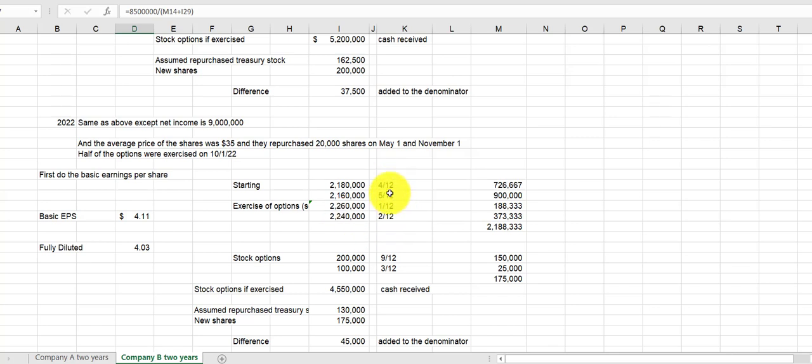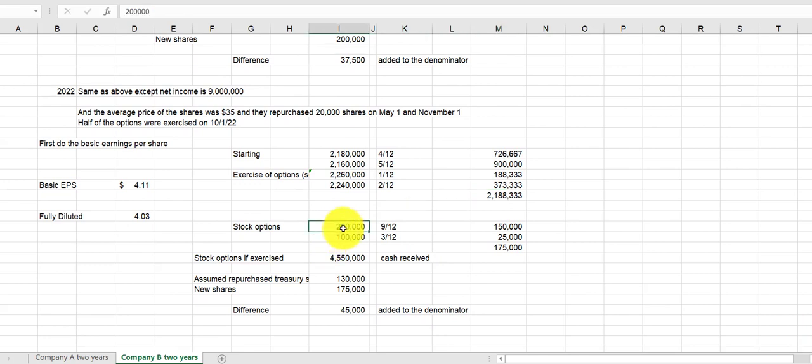Each of those is multiplied by the number of months or the part of the year. We get the total and we add it up like we have before. And so that's our basic denominator. We take our net income of 9 million. We divide by the weighted average shares outstanding for basic. Now we can consider the idea of fully diluted and the options and how they impact that fully diluted calculation.